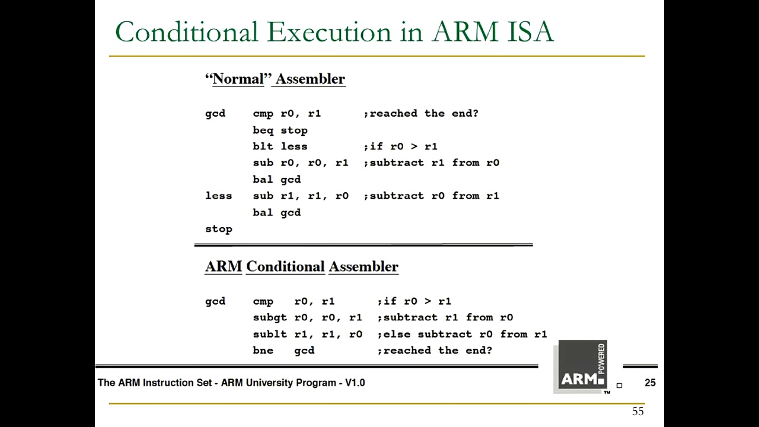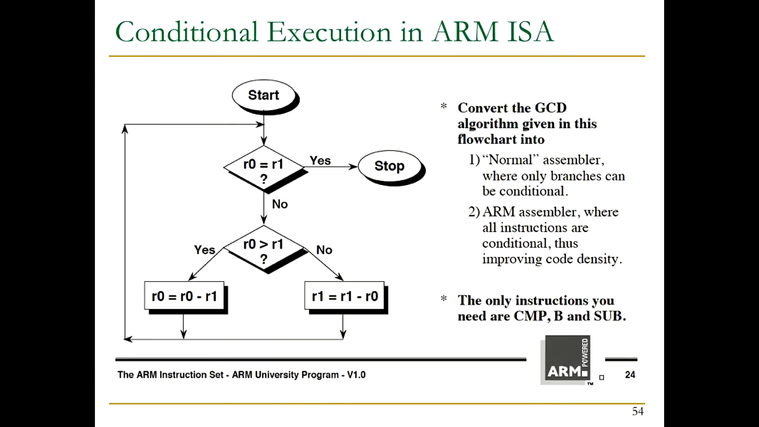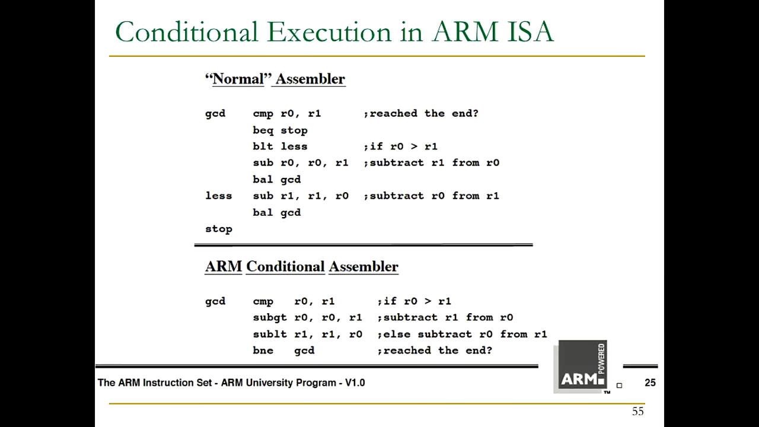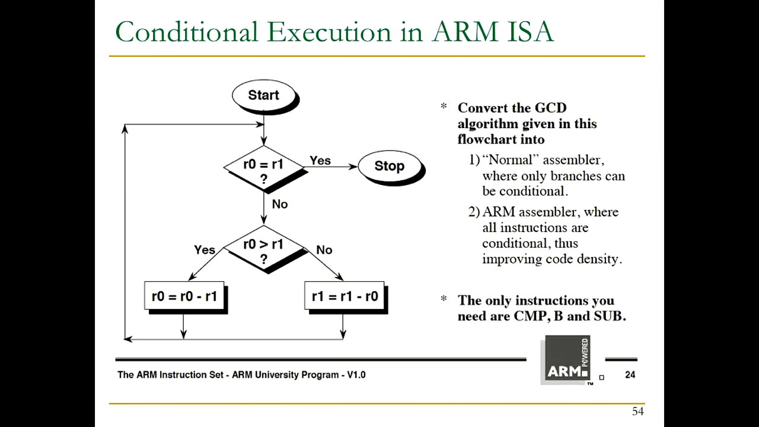You check if the result is greater than, meaning R0 is greater than R1, you subtract R1 from R0, well, the other way around. I don't know how they set the flags, but yeah, that's the idea. If the result is less than, otherwise, you subtract R0 from R1. And this is the branch that you cannot eliminate with predicated execution because you don't have the bounds, right?